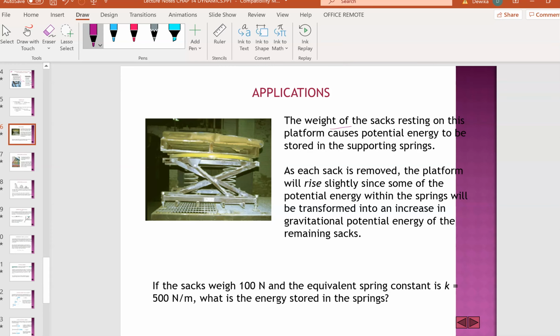The weight of the sack resting on this platform causes potential energy to be stored in the supporting spring. If the sack is removed, the platform will rise, because a spring always opposes the force that is imposed on it. It's just waiting to push this up once the sack is removed. So that's one example.